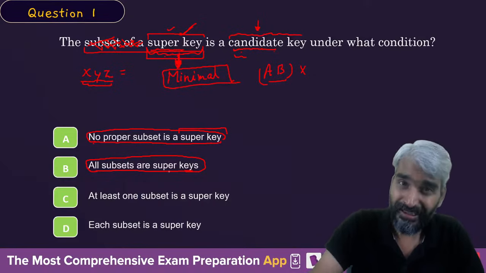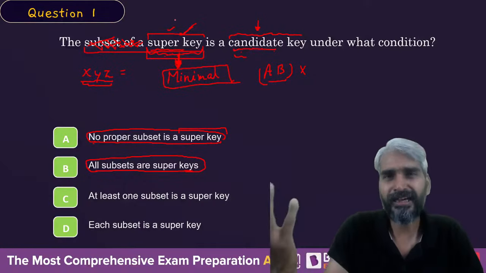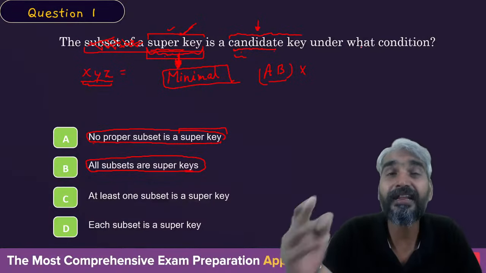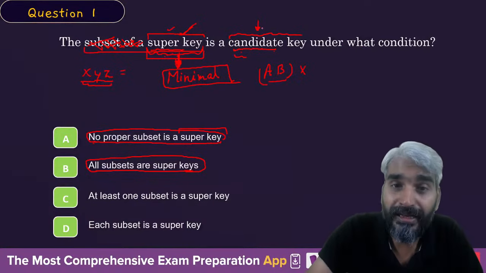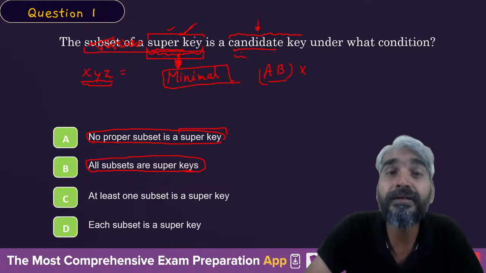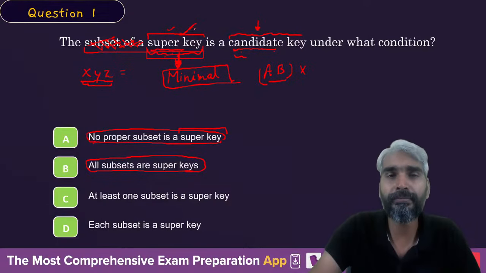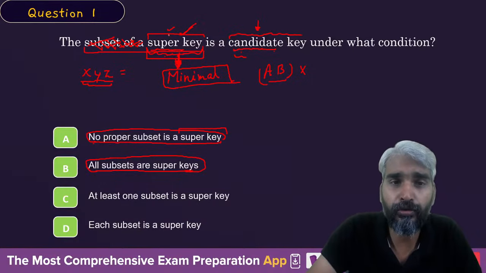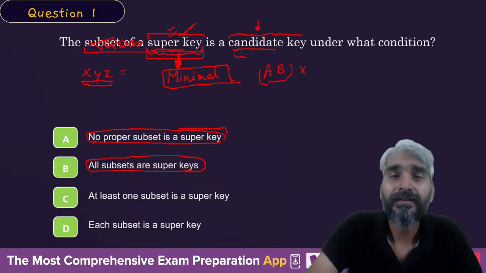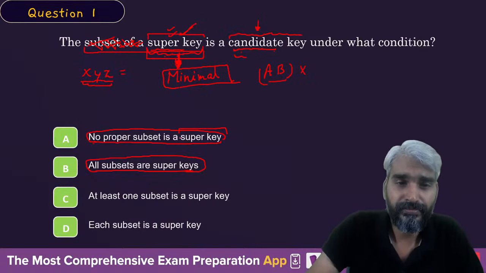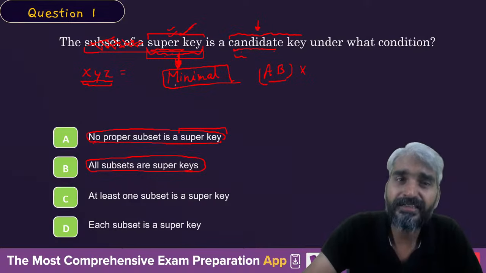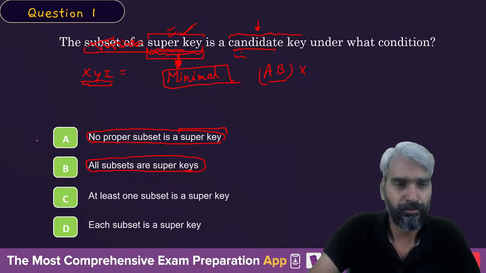The idea is that a super key is a key attribute, that's not a problem. But what you need to understand is that a super key is a candidate key when it is minimal. Minimal means no attribute can be removed from it, so no proper subset is a super key. If no subset of a super key is a super key, then we can say the super key is minimal. So the correct answer is A.